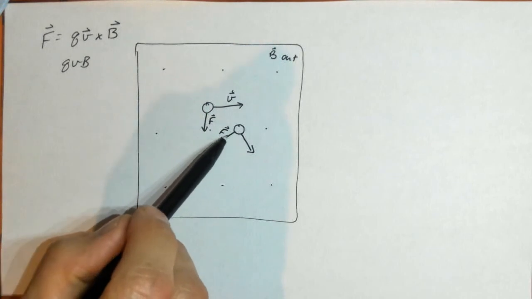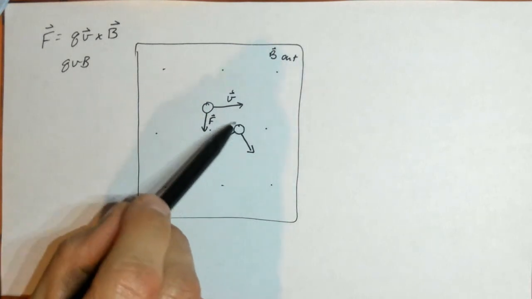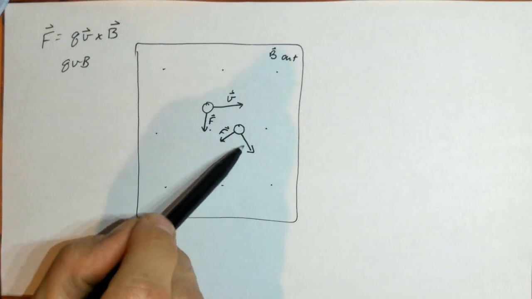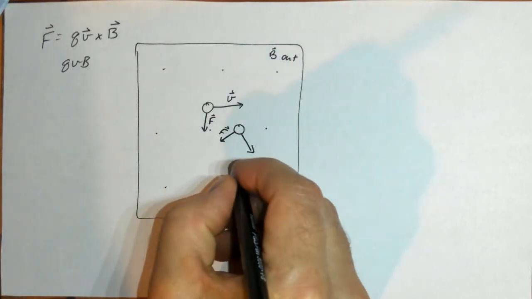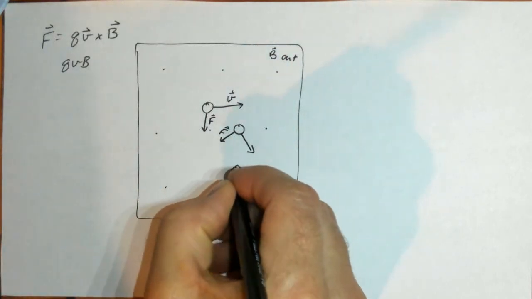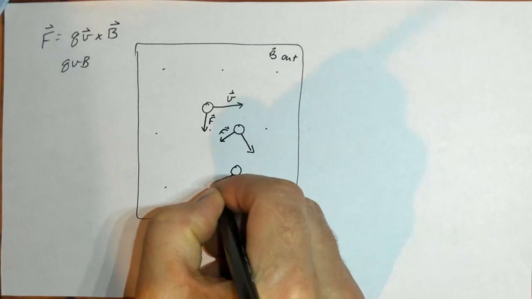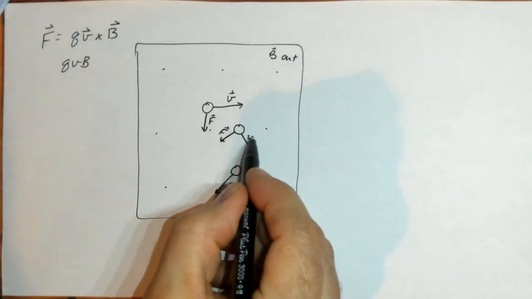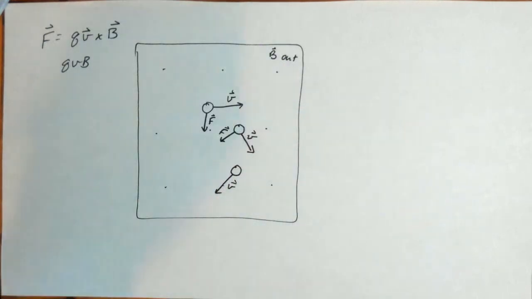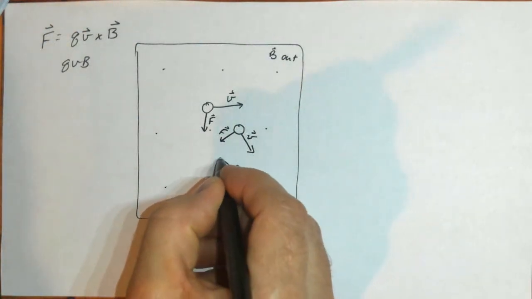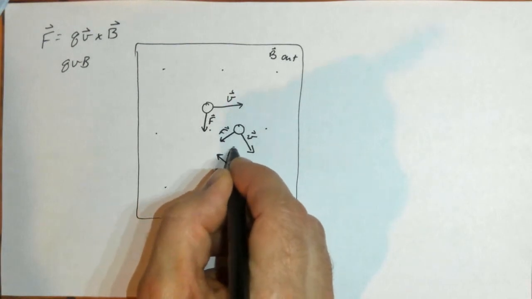Now this force is also perpendicular, so it can't change the speed, so it keeps moving at the same speed, but does change direction. And we'll get something maybe over here. Let's say it's moving like that. What's the direction of the force? If you use your right-hand rule, you'll get this way. And it's the same size again.